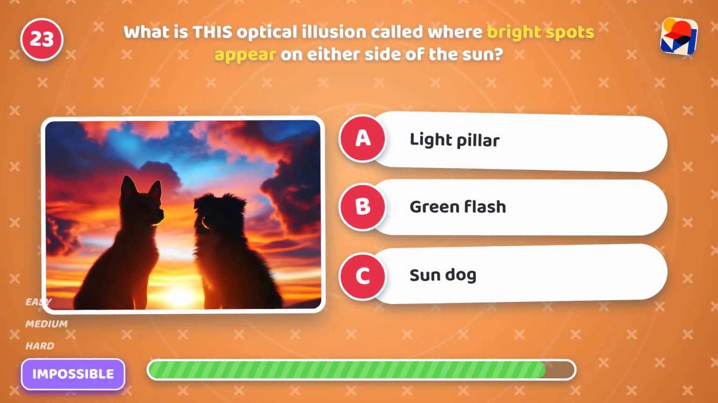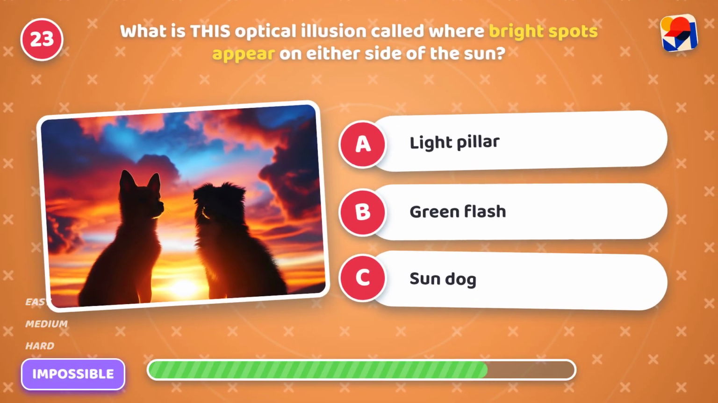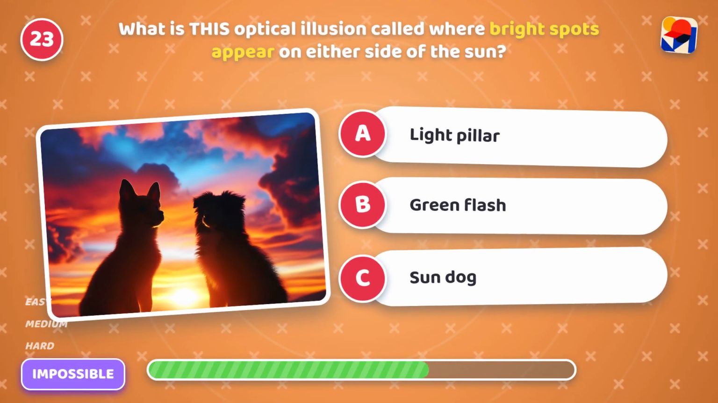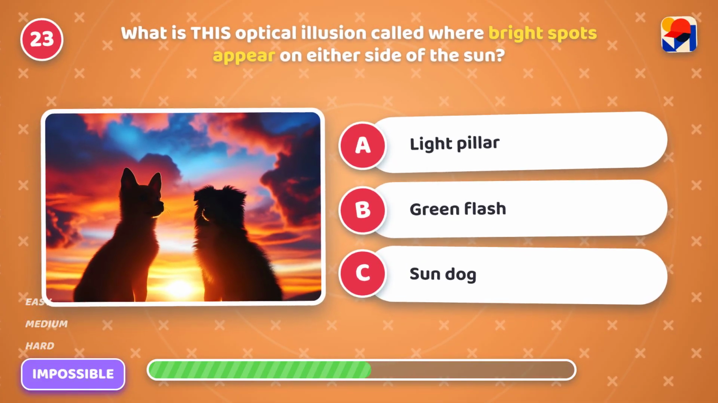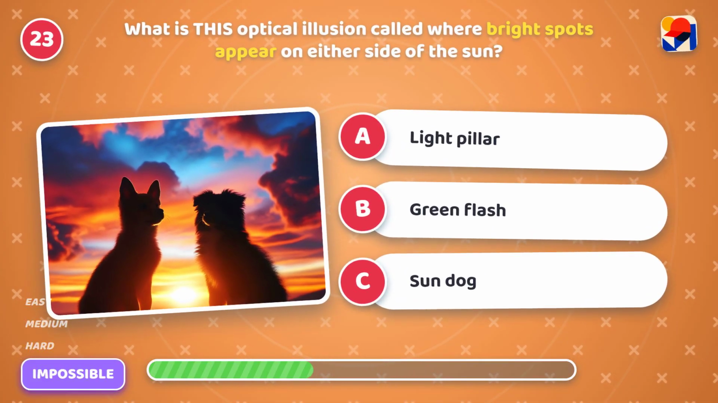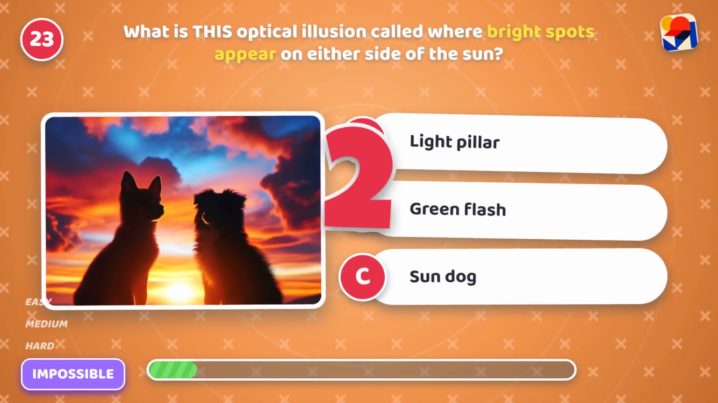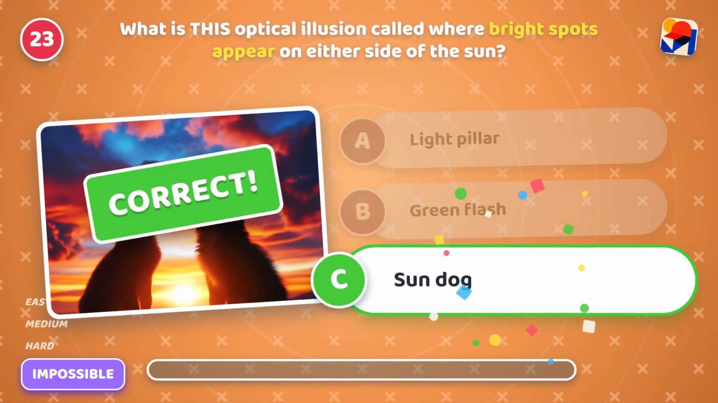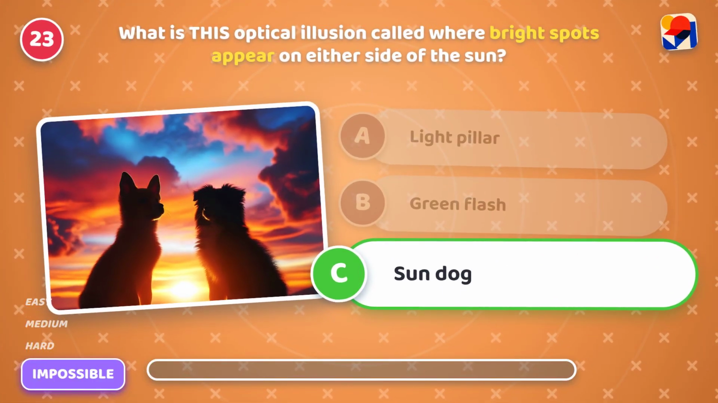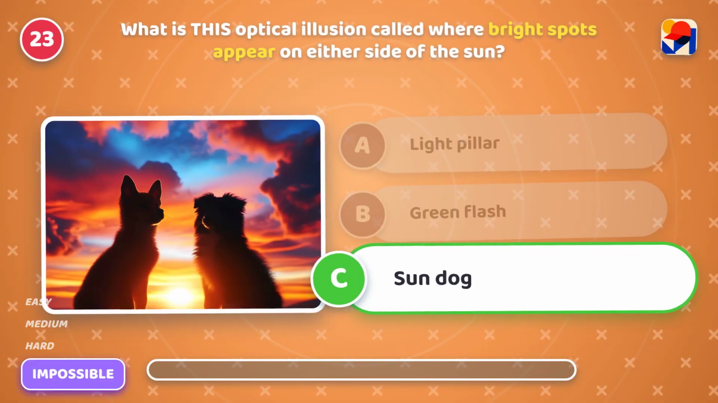What is this optical illusion called, where bright spots appear on either side of the sun? Is it A, light pillar, B, green flash, or C, sundog? It's C, sundog. Light refracts through hexagonal ice crystals.